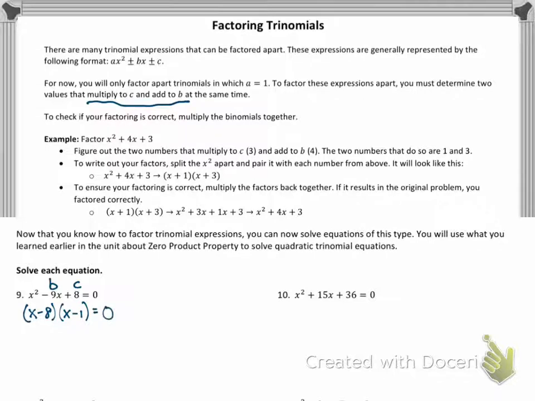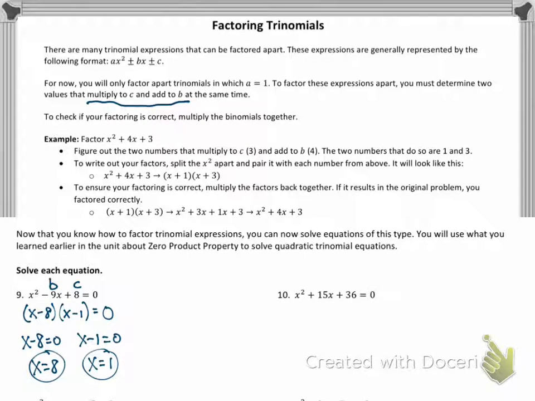Again, if this were just a factoring problem, we'd write our factors and we'd be done. But since there is that equals 0, we're going to tag that along and we're going to go one step further. If you recall from last week's lesson with zero product property, once you factor it apart, you take each factor, you set it equal to 0. That's exactly what I'm going to do here, and you solve each little equation. So in this case, you get an answer of x equals 8 and an answer of x equals 1.